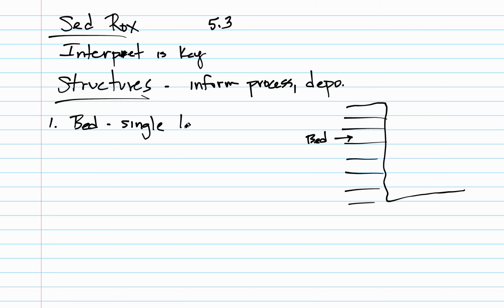So we're gonna say that this is a single layer, and it represents an event. Or maybe it represents a period of time. But it's individual in some respect. Whether it's 1,000 years or a day, it's a single event or a period of time. When they're really skinny, we call them a lamination, because a lamination means like a sheet of paper. And sometimes beds can be that thin. Other times they might be six feet. Maybe I should say meters, 1 meter, 2 meters thick.